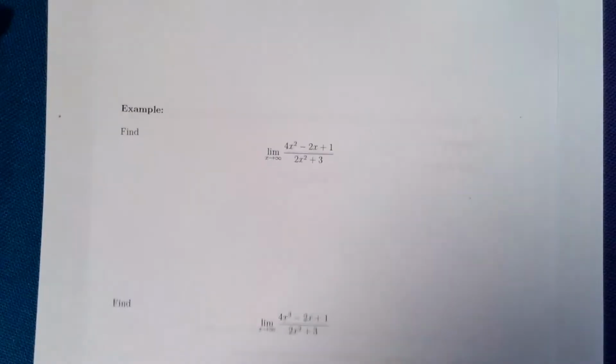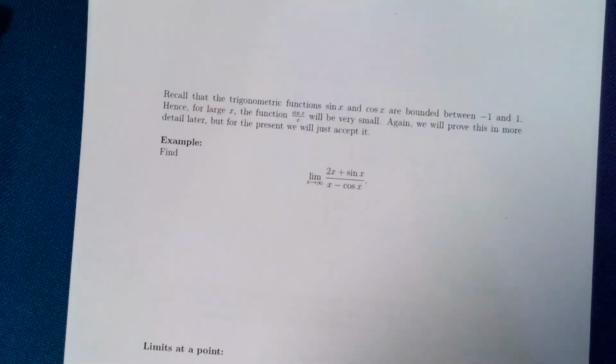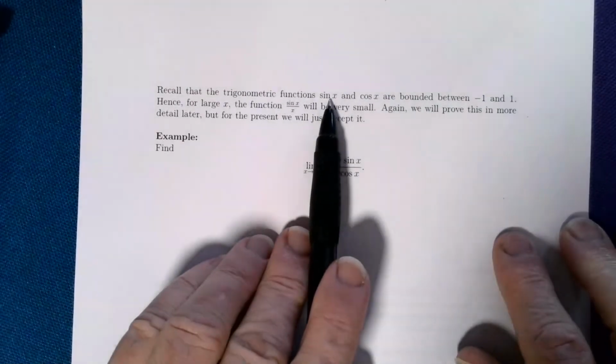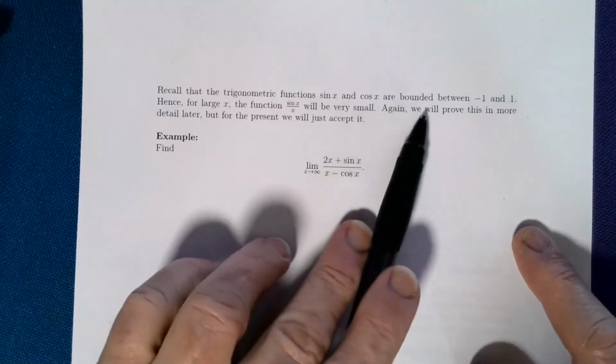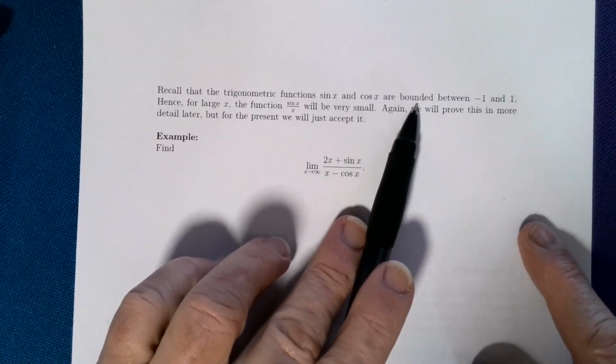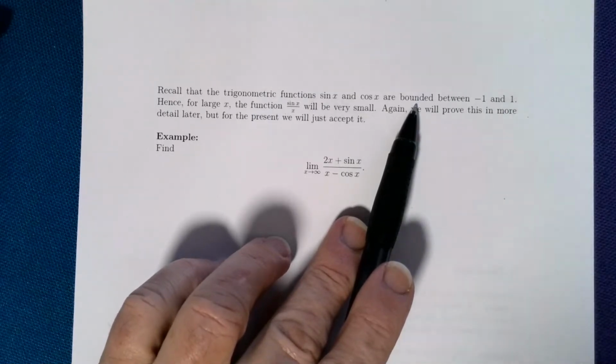So that's a little bit on limits to infinity involving rational functions. And now I'm going to have a look at what happens if we introduce some trigonometric functions into the story. So recall that the trigonometric functions, sin x and cos x, are bounded between minus 1 and 1. Sin and cos can't be bigger than 1, and can't be less than minus 1. They're trapped in that region.